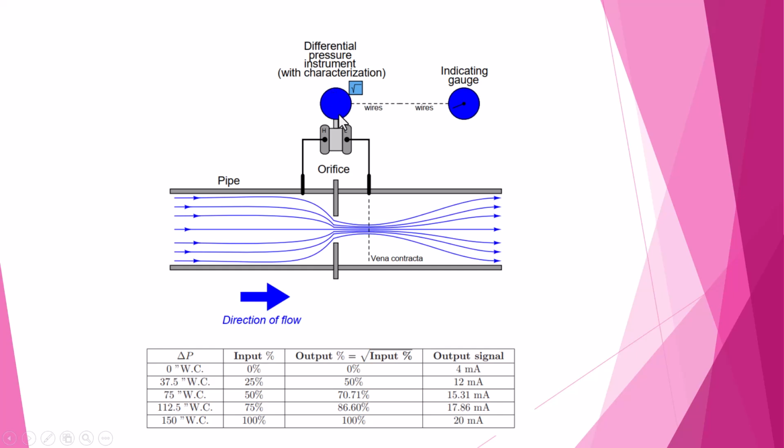So for differential pressure, the square root is 4 to 20 mA. At 25% it should be 8 mA, but here it is 12 mA. Or at 50% it is 12 mA, here it is 15 mA. So all of this is the square root, not the square root extract, just the square root.